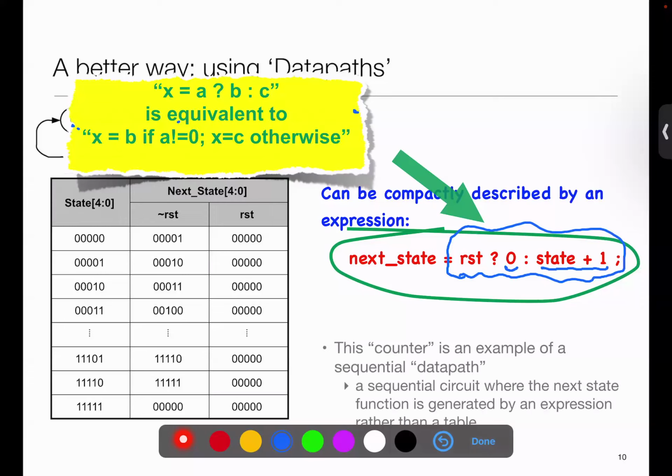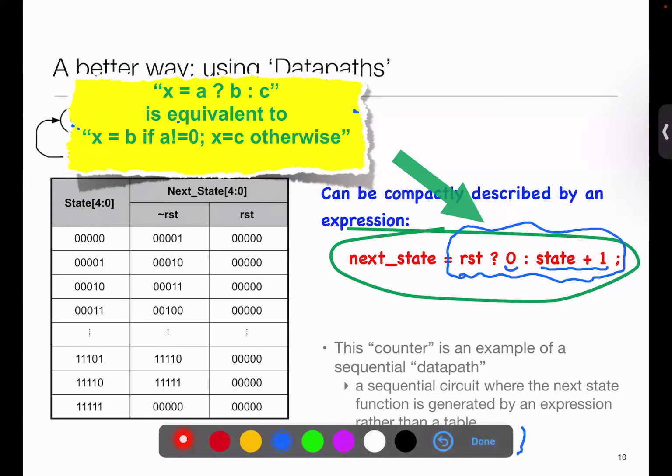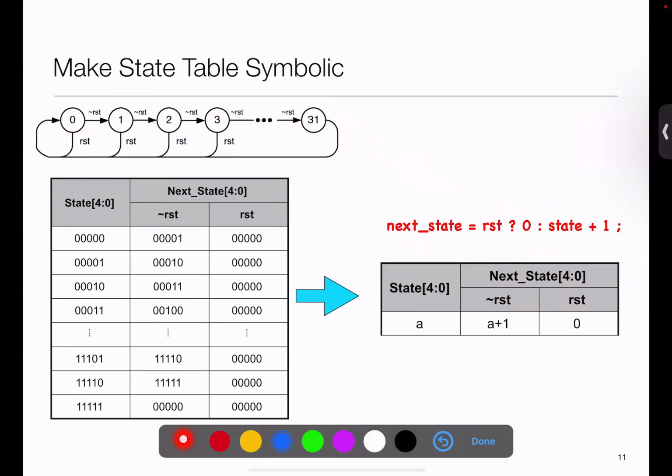So counter is an example of what we call a data path. It's a sequential circuit whose next state logic is described by a software program-like expression. It's very similar to programming. So we are writing a program where essentially you are writing an expression for next state, and you're going to write an expression for output also in a similar way.